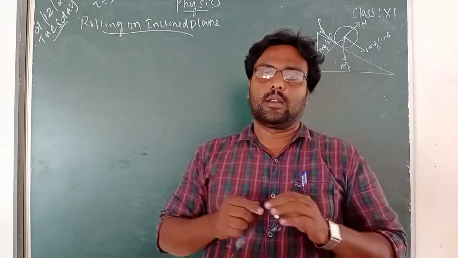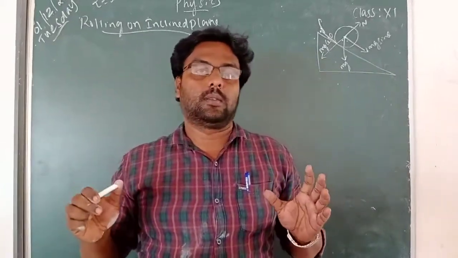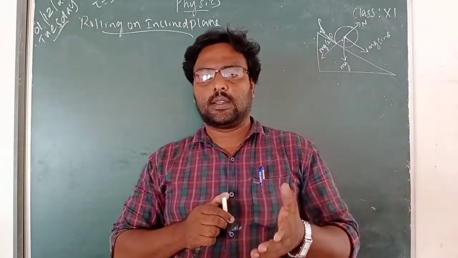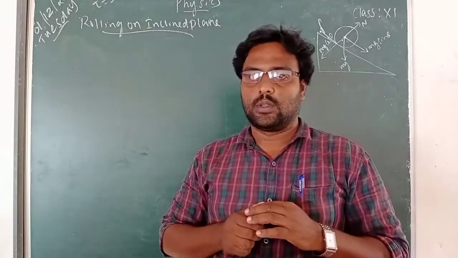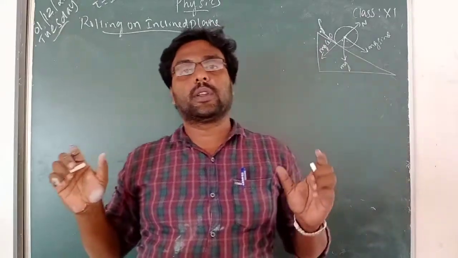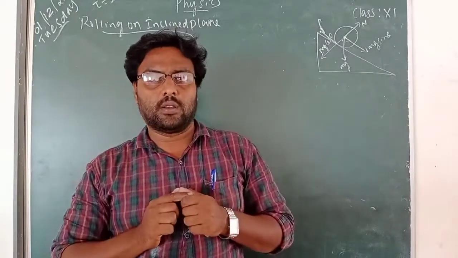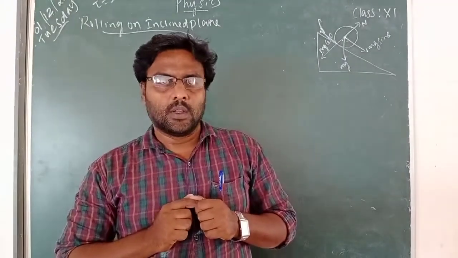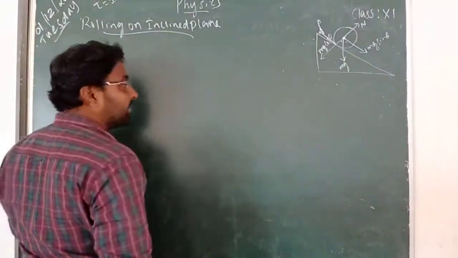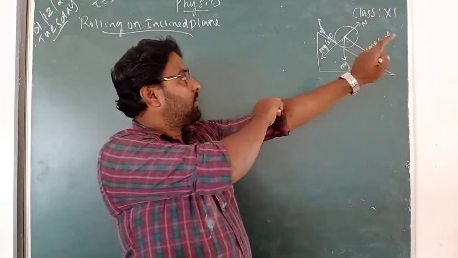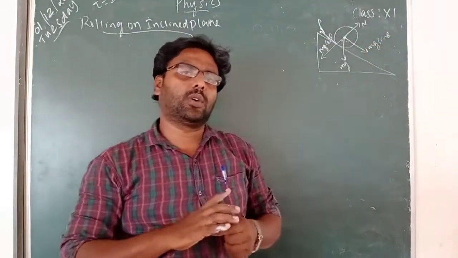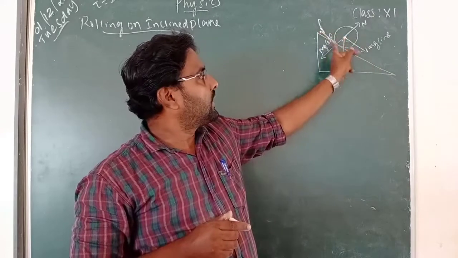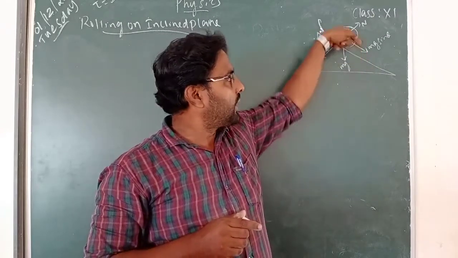Today we can go through another very important 5-mark question, which was asked in the previous exam also. This is a very important derivation from this unit: rolling on an inclined plane. Here you can see the diagram. This is an inclined plane, and one object is rolling down from it.